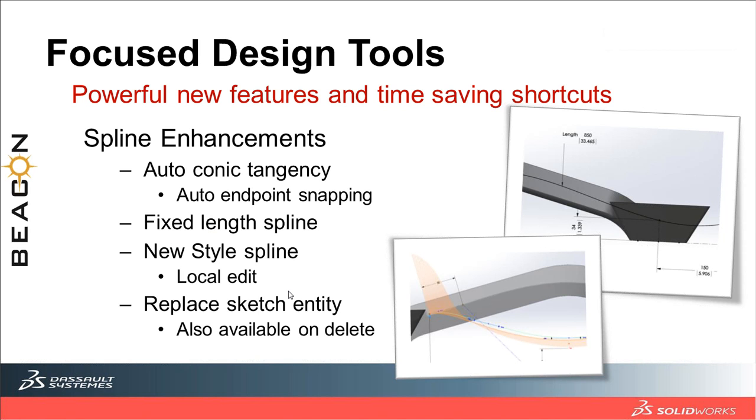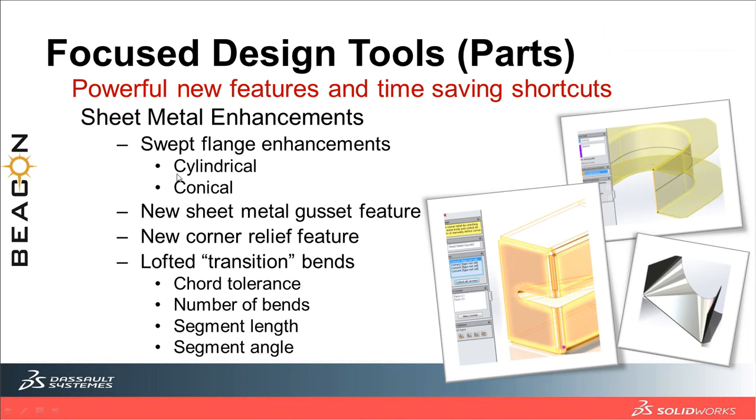So moving on, we'll have a look at what all enhancements or what all features have been added in terms of parts. So we'll go with the sheet metal enhancements. Now the swept flange feature has been there since SolidWorks 2012. Now they made some modifications and enhancements to it as well. They've added a new feature for adding your gussets and also relief features. And we have a new lofted bend altogether, by which we can control the lofted bend with the number of bends or a chord tolerance or a segment length. So we'll have a look at all of these in detail.